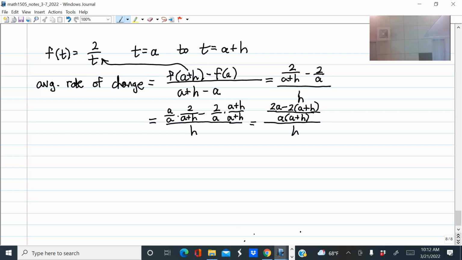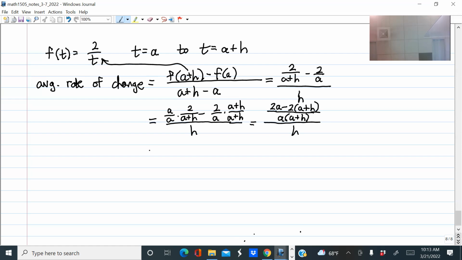So you get something that looks like this. You see the algebra is a little bit complicated already, right? Again, how did I come up with this fraction? Well, my common denominator is going to be a times a plus h. Both of these fractions have a denominator of a times a plus h, so I can subtract them. What's the first numerator here? It's 2 times a, right? And then we can subtract off the numerator here, which is going to be 2 times a plus h.